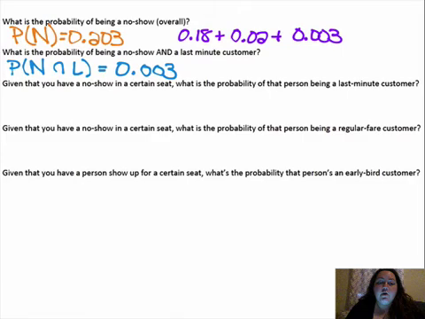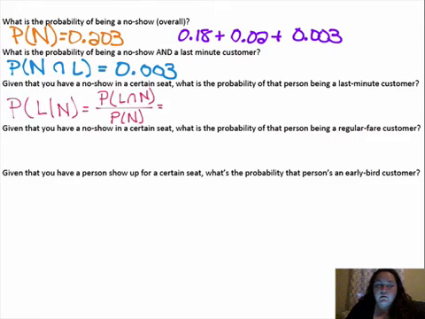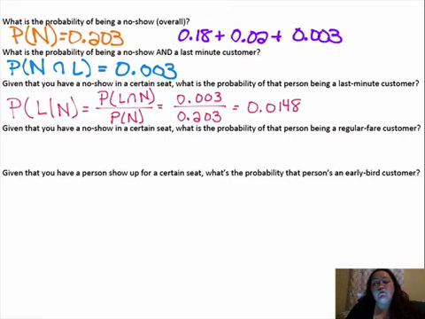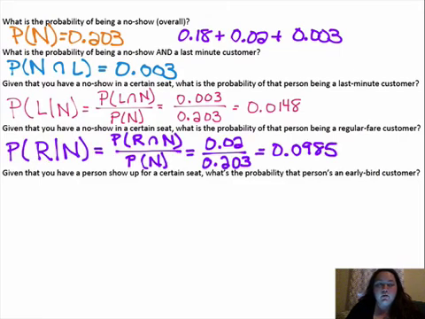Given that you have a no-show in a certain seat, what's the probability of that person being a last-minute customer? Well, the probability that they were last-minute, given they were a no-show, is the probability that they were last-minute and a no-show, divided by the probability of a no-show, and I get 0.0148. Given that you have a no-show in a certain seat, what's the probability of that person being a regular fare customer? Alright, so the probability they were a regular fare, given they didn't show, is the probability of the intersection divided by the probability of a no-show. So 0.02 divided by 0.203 gives me 0.0985.